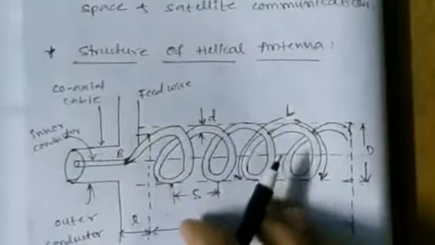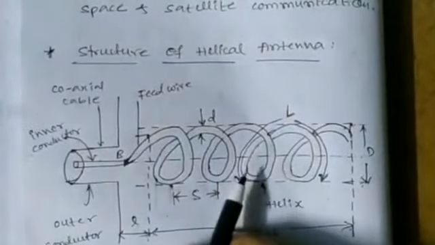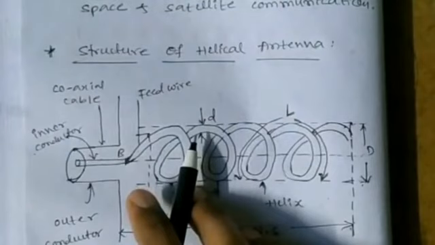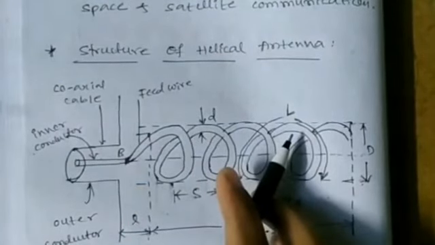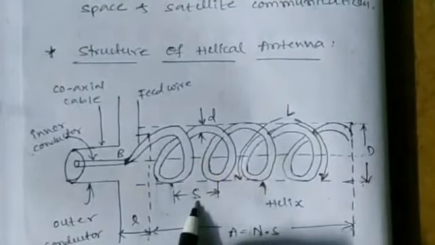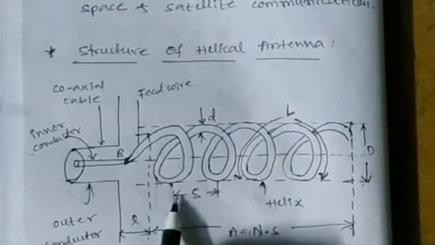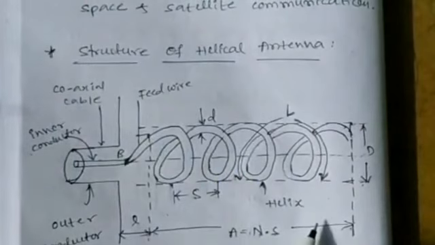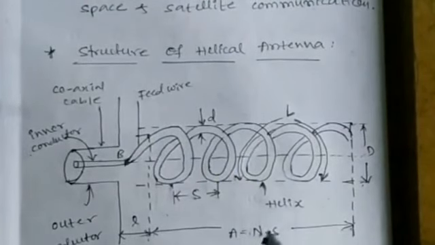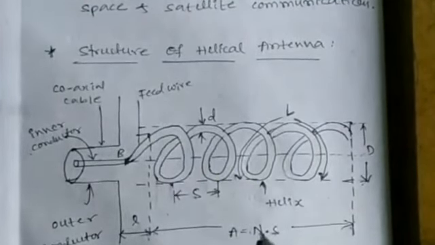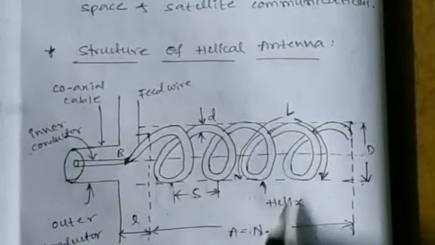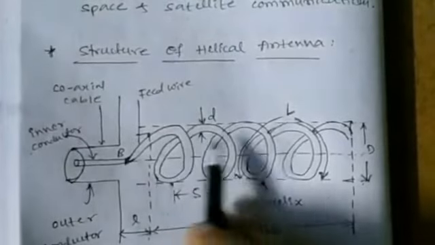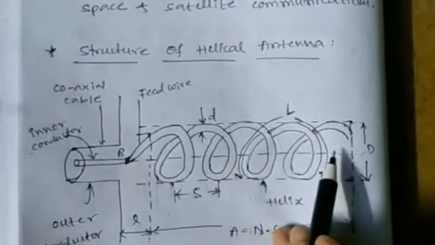Coming to this figure, here D is the diameter of the helix, and small d is the diameter of the helix conductor, and L is the length of one turn. S is the spacing between the two turns. A indicates the axial length of the helical antenna, that is N times S. Here N is the number of turns in the helical antenna, and S is the spacing between the two turns. All these are the helices in the helical antenna.